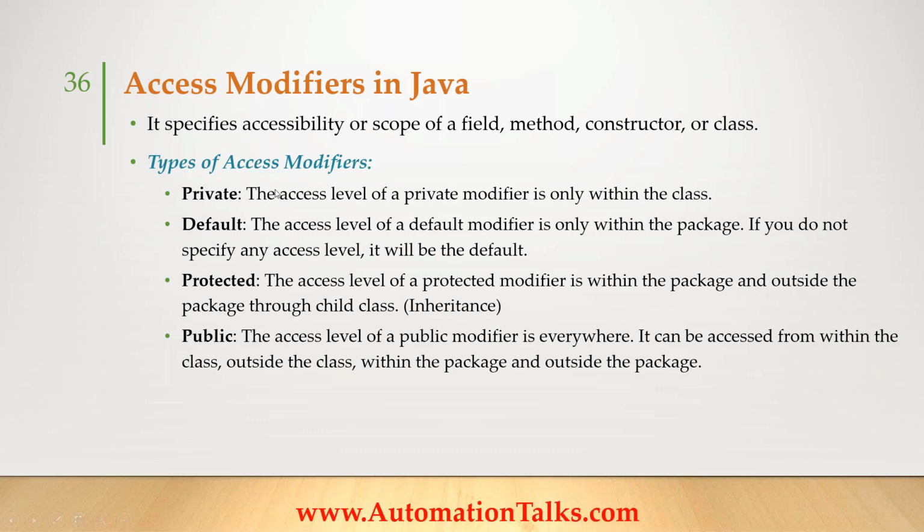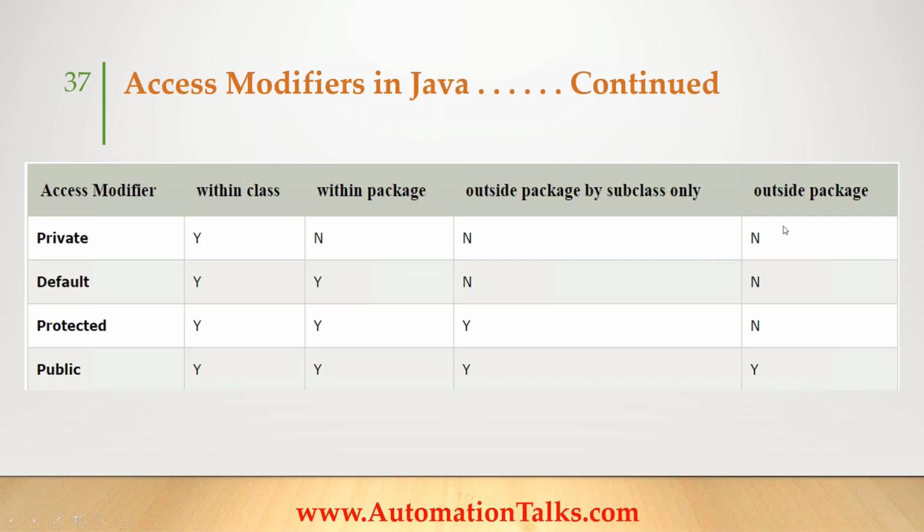Okay, and now I have drafted the same thing into a tabular format. Let's start from the private one. The access modifier private can be accessed only within the class. So within the class it is yes, within package no, outside the package by subclass no, outside the package no. So private means within the class. These things we need to remember, and I feel it's very easy. Private and public we already know. Private is only within the class, and public is anywhere within your project: within the class, within the package, outside the package, anywhere we can use public. Private is within the class.